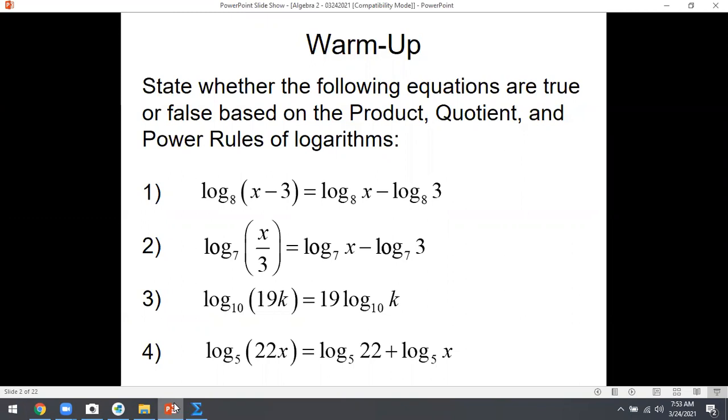Now, number two, if you look at that inside of the log, you have division. Can you break that up? Yes, you can. That is the quotient property right there. You have log of, say, x divided by 3. Yes, you can call that log of x minus log of 3. So 2 is okay. That is the quotient property. You agree?